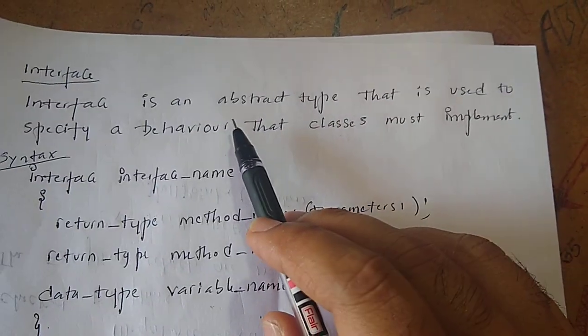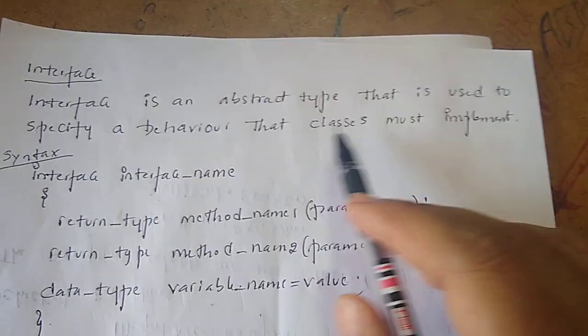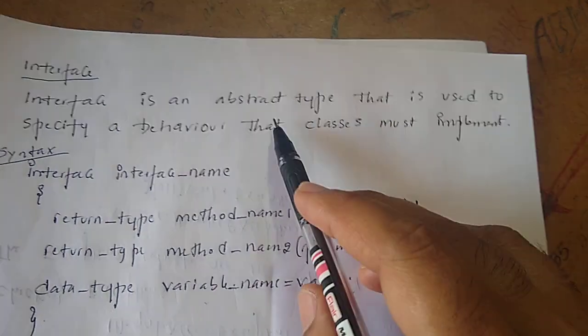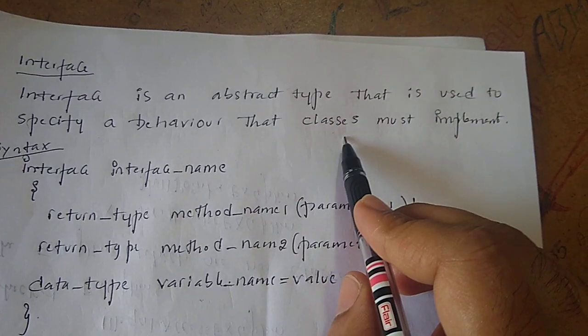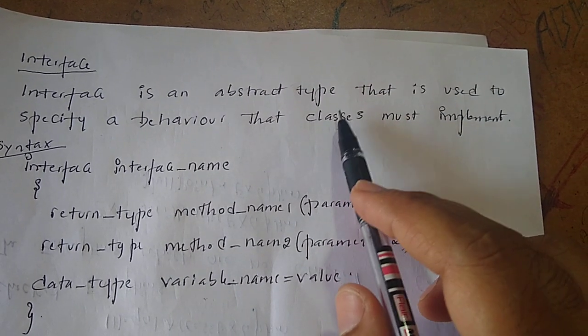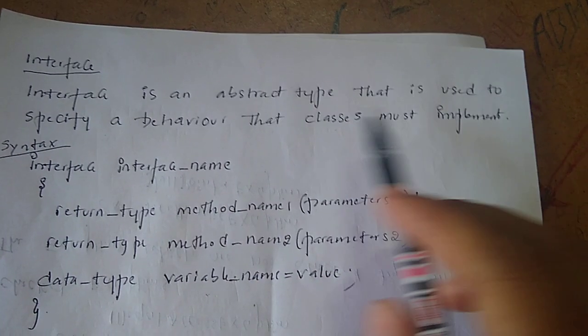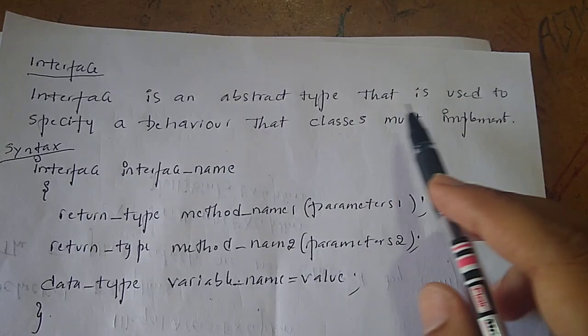Okay. So interface is an abstract type that is used to specify behavior that classes must implement. So we are going to have only declaration, and classes must write the definition for those functions. That one we call as what? Interface. So interface is an abstract type that is used to specify behavior that classes must implement.